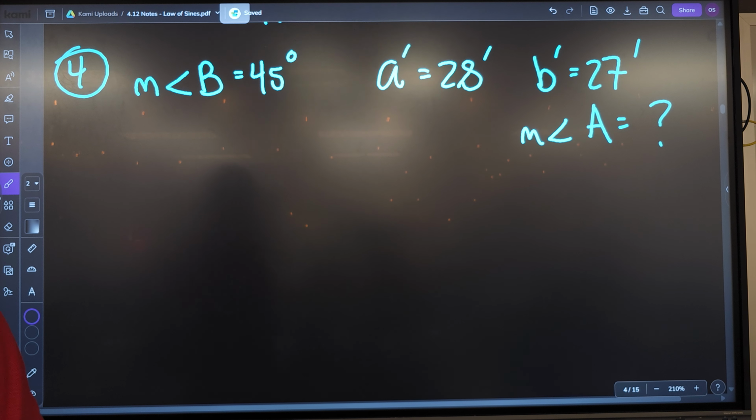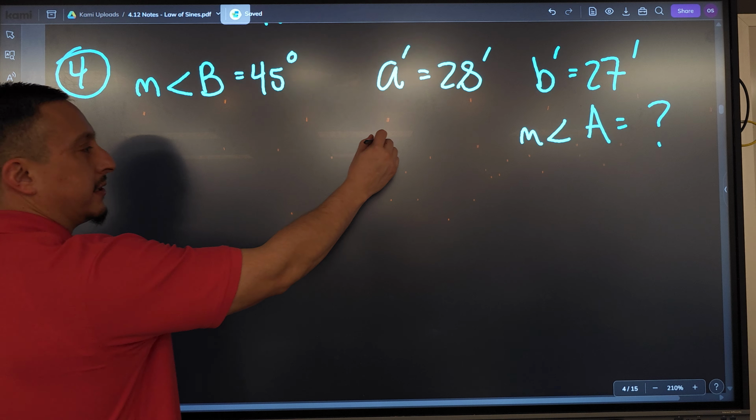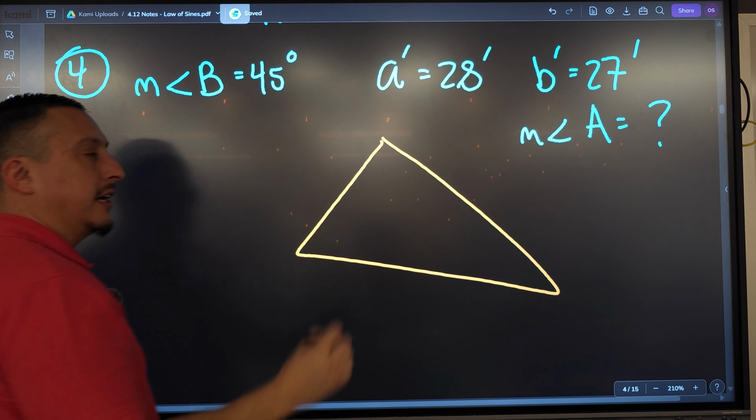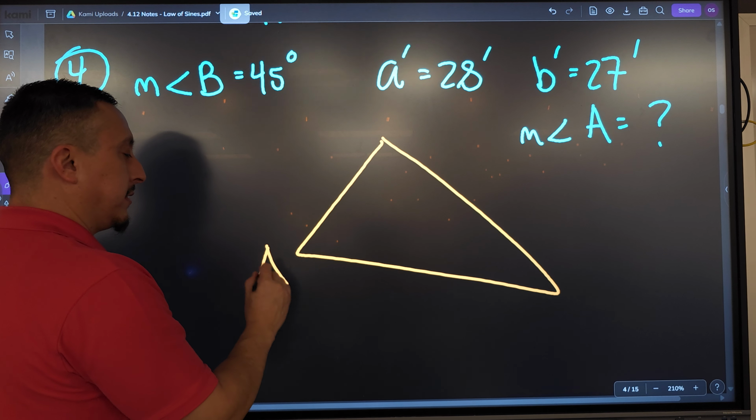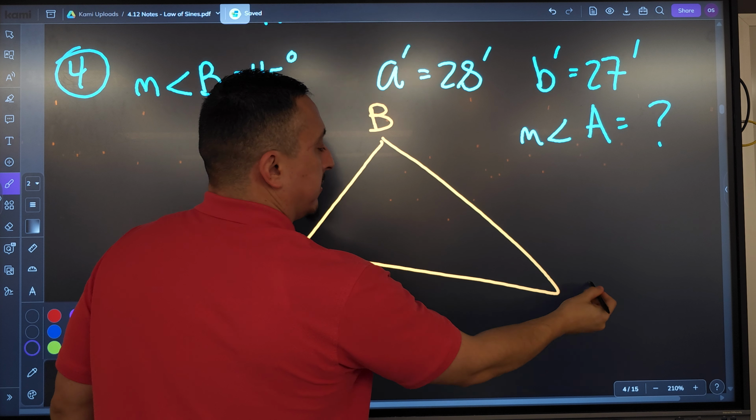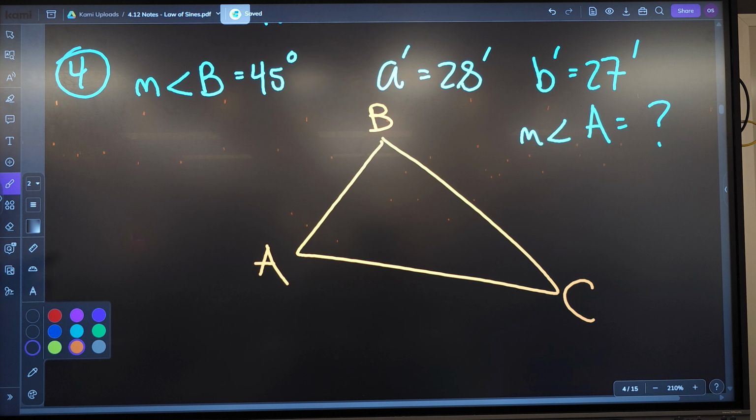Draw a triangle. You don't know exactly what it looks like because you don't know the other angles, so don't get too caught up on what the angle looks like. Also, don't get caught up on who you call A, who you call B, who you call C. It doesn't matter. Just stick to whatever you say. So I'm going to call it like this, ABC.